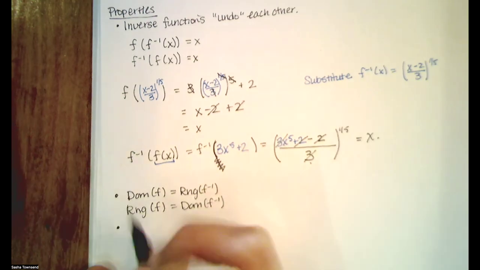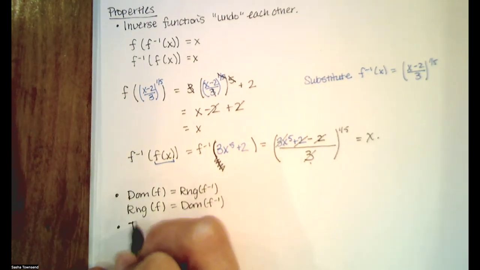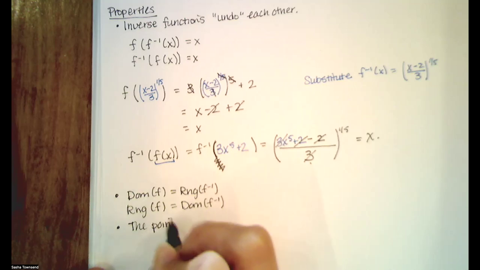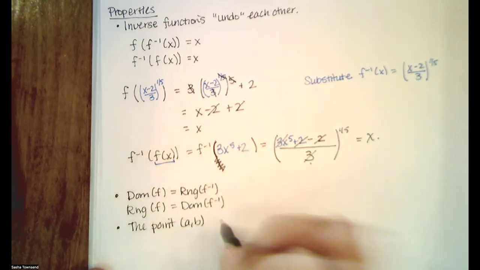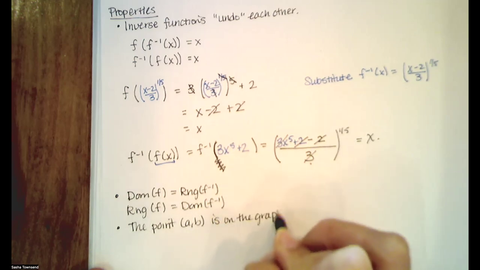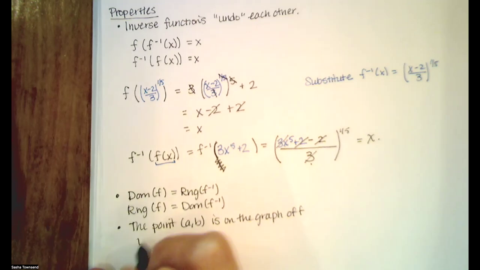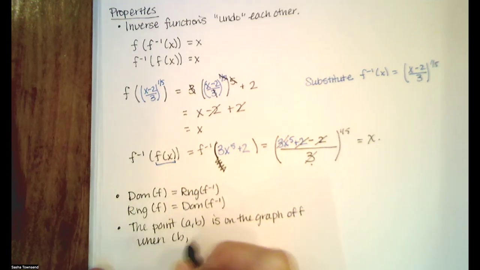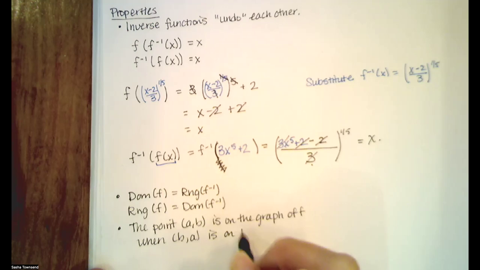Consistent with that, when we graph f, the point (a, b) is on the graph of f when the point (b, a) is on the graph of f inverse.